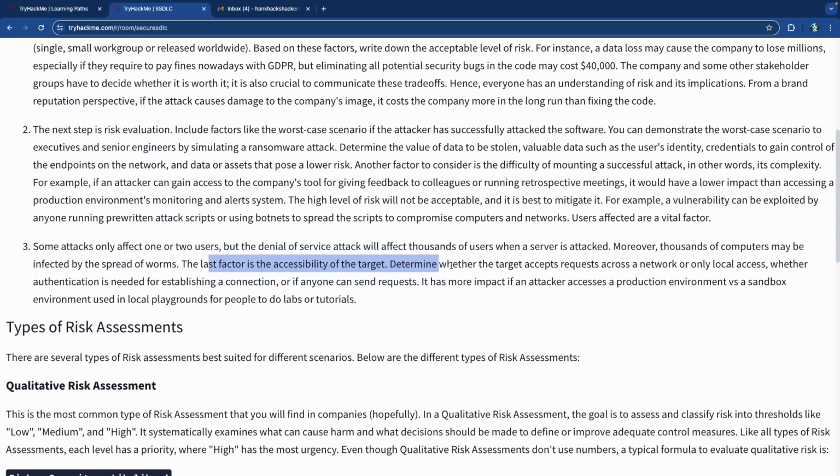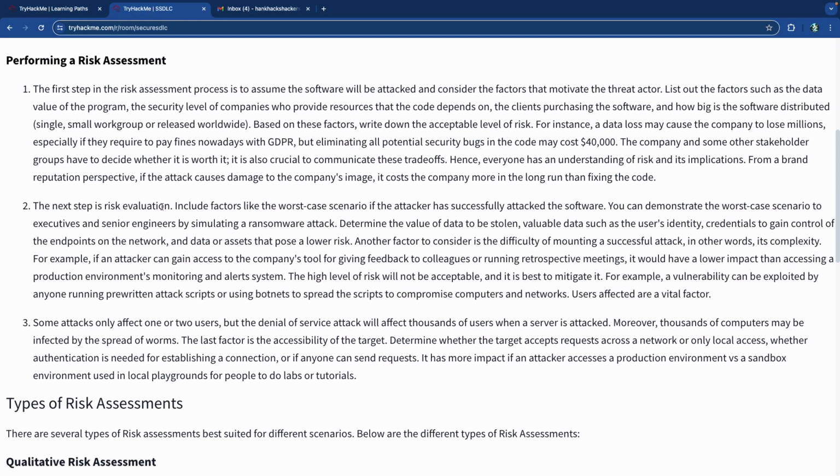The last factor is the accessibility of the target. So whether the target accepts requests across a network, or accepts local requests, whether authentication is needed for the connection, or whether anybody can do it. These are all variables to consider, and it'll have more of an impact if the attacker accesses a production environment versus a sandbox environment, which is a controlled environment, a local playground where you can't really do much outside of that sandbox. So these are all variables to consider when you are doing a risk assessment, right?